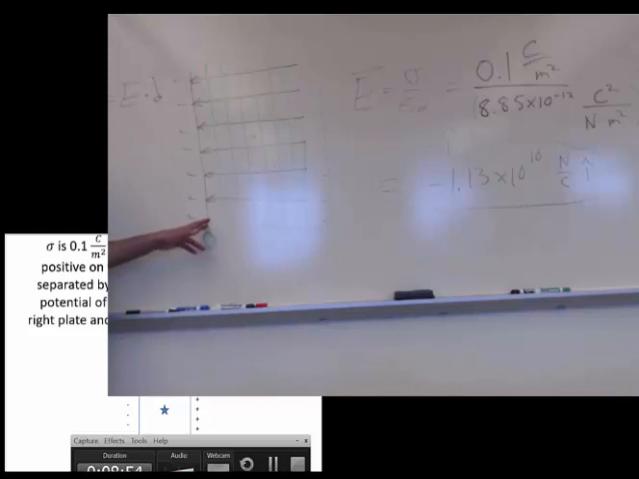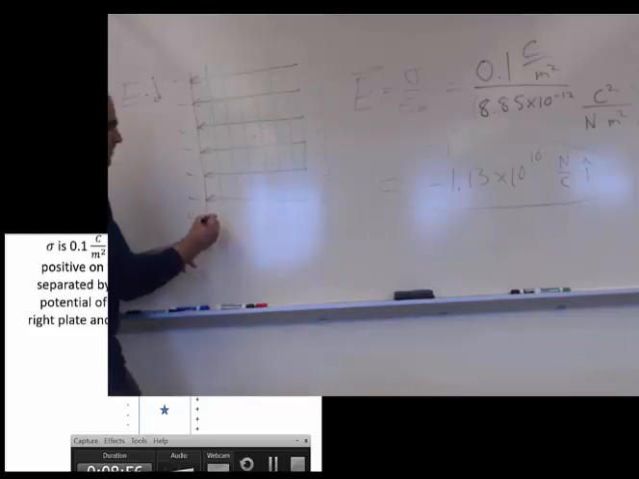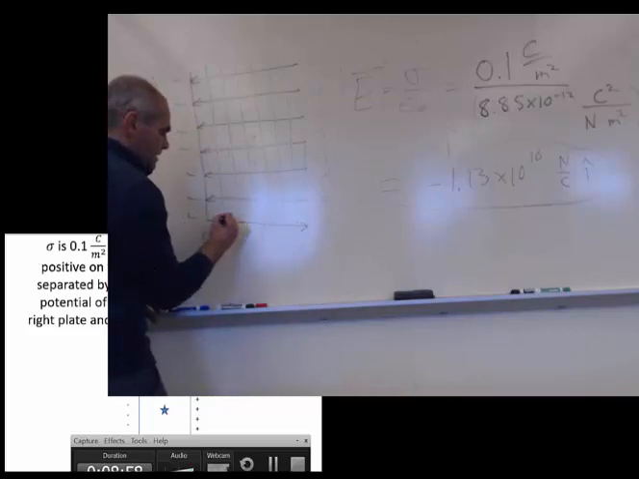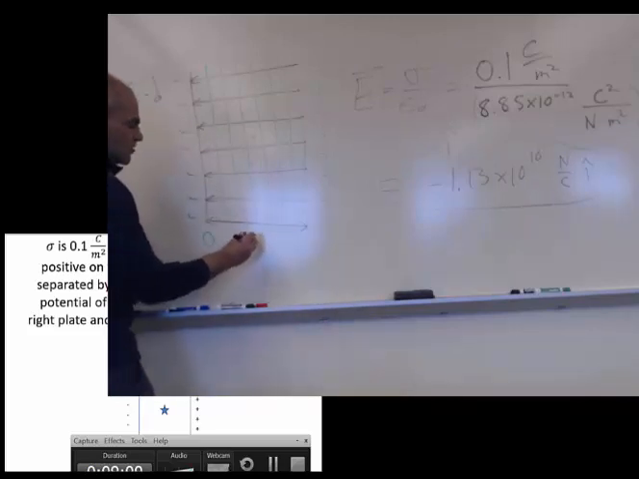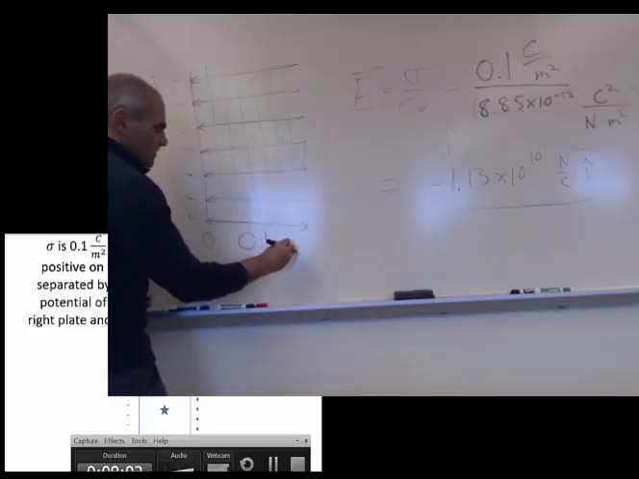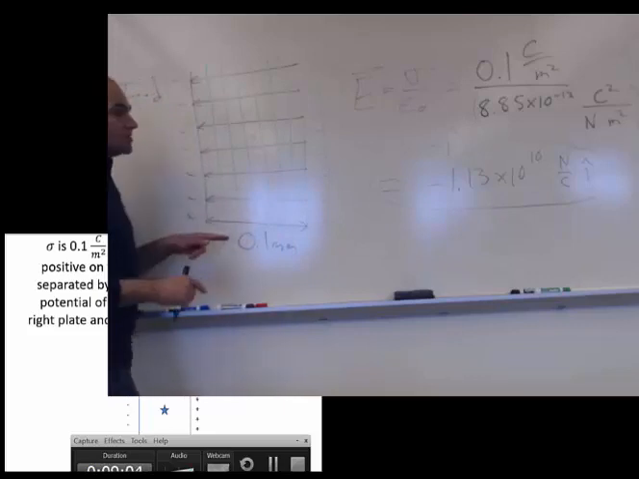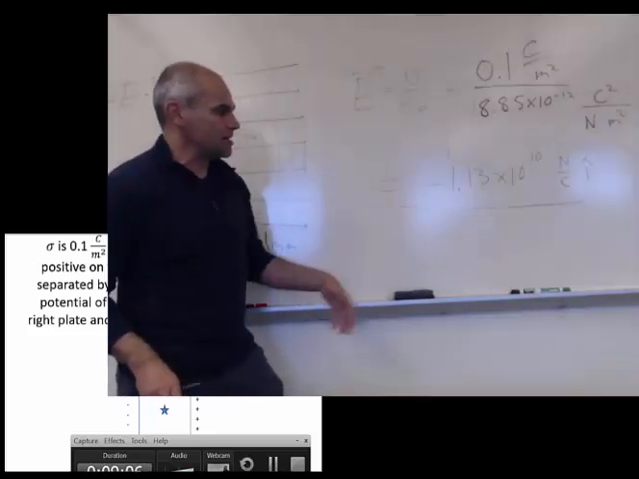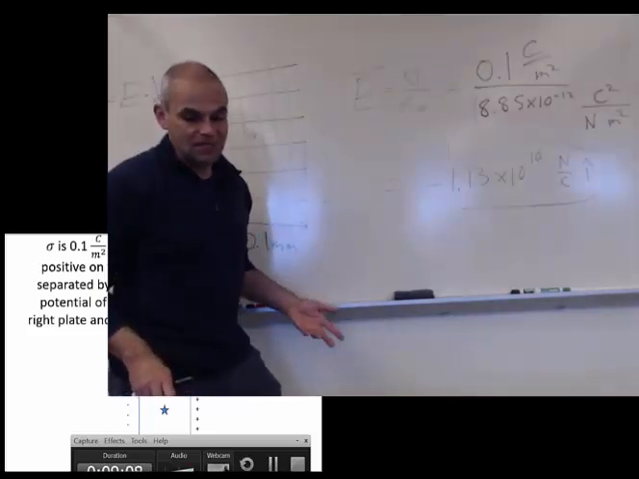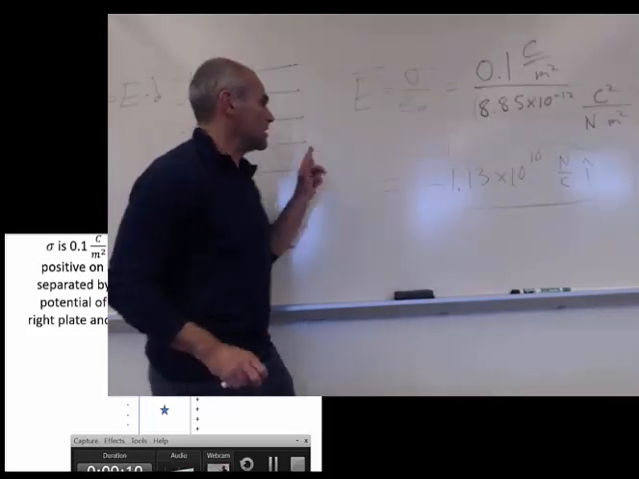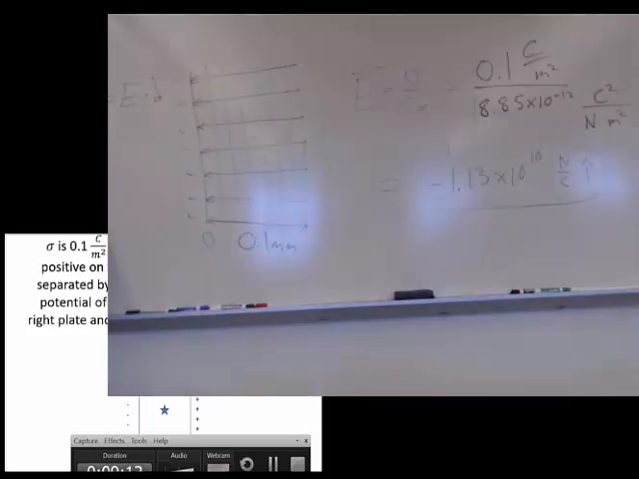So at this point here, I'll say the potential is 0. If I want to know what the potential is at the other plate, I need to know the distance. It's 0.1 millimeters from this plate. So I take this value of electric field, multiply it by 0.1 millimeters, and that's going to give me the potential at the right-hand side plate. So let's do it.